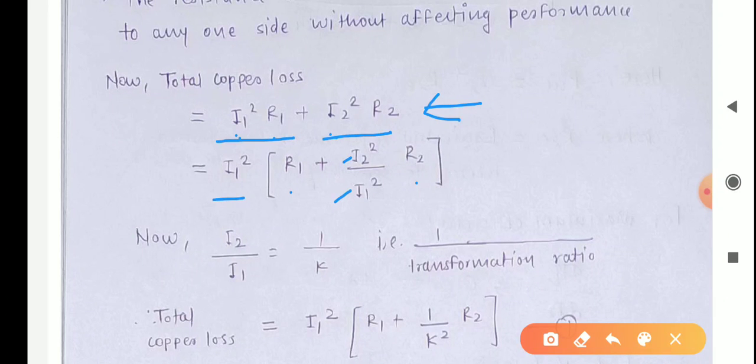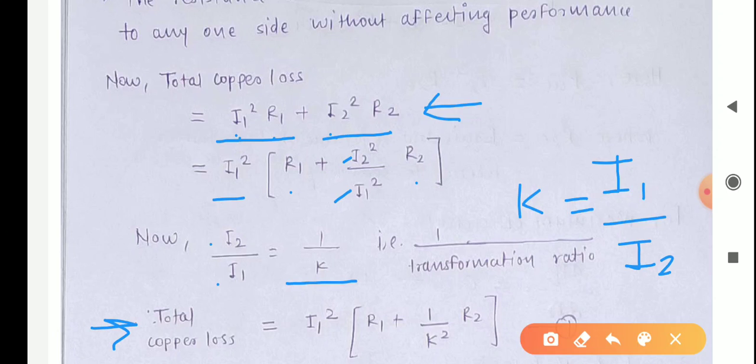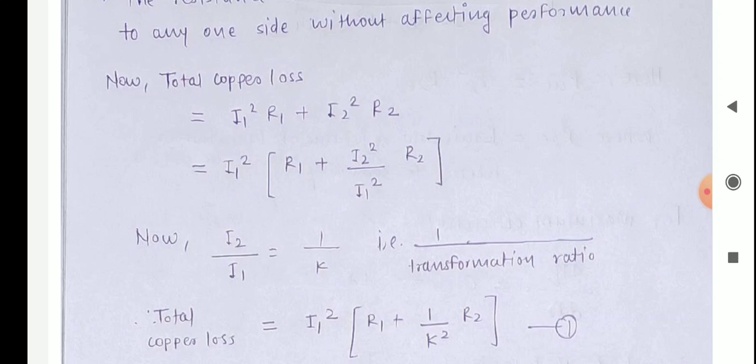So in the bracket we will be remaining with R1 plus I2 square divided by I1 square multiplied by R2. Now we know that the ratio of I2 to I1 is the reciprocal of our transformation ratio, because the transformation ratio K is equal to I1 by I2. So we will replace this in the previous expression. So our total copper loss will become I1 square in bracket R1 plus 1 upon K square into R2. Let's name this expression as equation number 1.